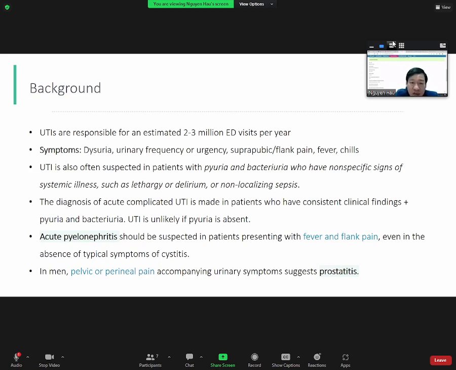The diagnosis of acute complicated UTI is made in patients who have consistent clinical findings with pyuria and bacteriuria. UTI is unlikely if pyuria is absent. Acute pyelonephritis should be suspected in a patient presenting with fever and flank pain, even in the absence of typical symptoms of cystitis. In men, pelvic or perineal pain accompanying urinary symptoms suggests prostatitis.